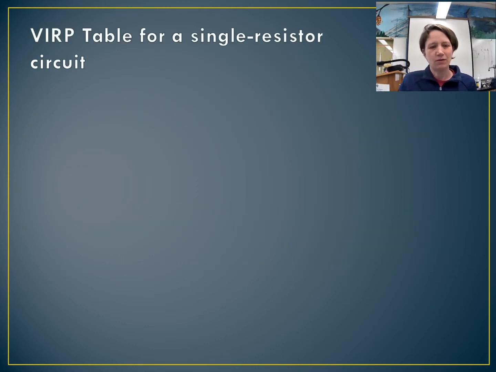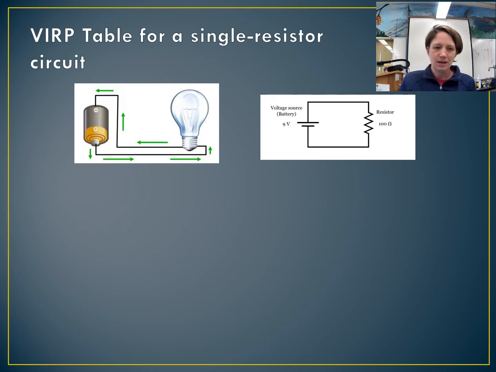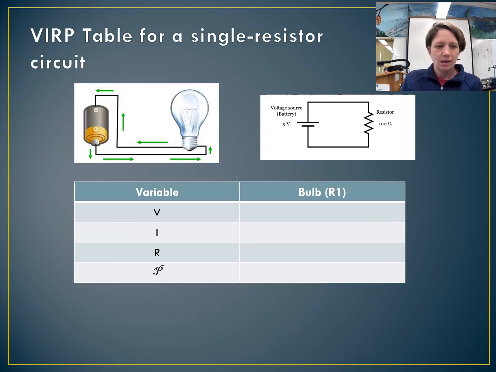Let's start by solving a single resistor circuit. So we've got a battery and a bulb together in a circuit. First thing you're going to do is draw the circuit diagram and put whatever information you know. So let's say we know this is a 9-volt battery and a 100-ohm resistor because we measured it. Then we're going to create something called a VIRP table. And of course, VIRP stands for voltage, current, resistance, and power.